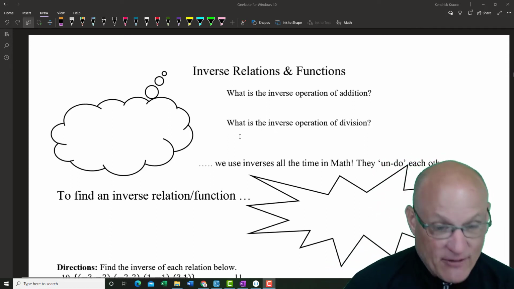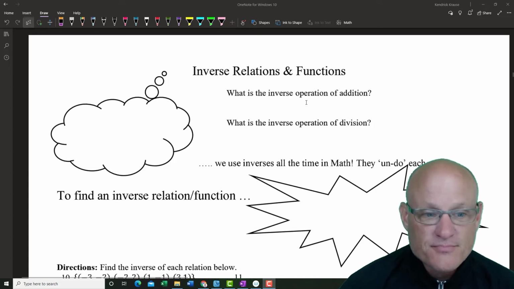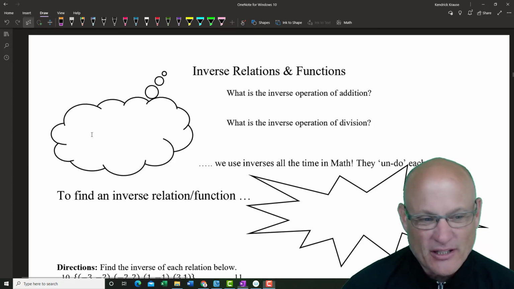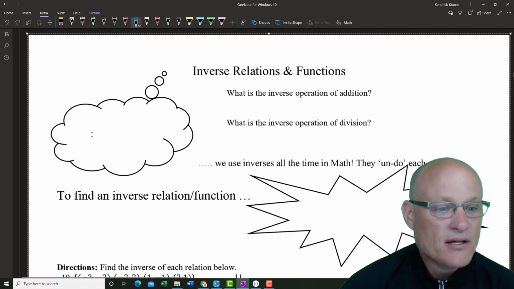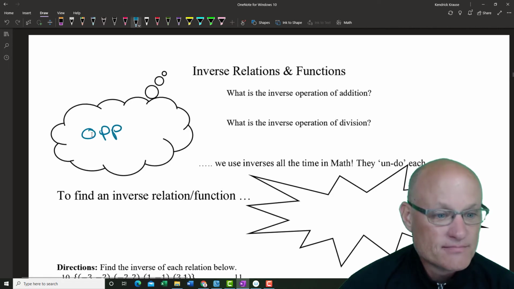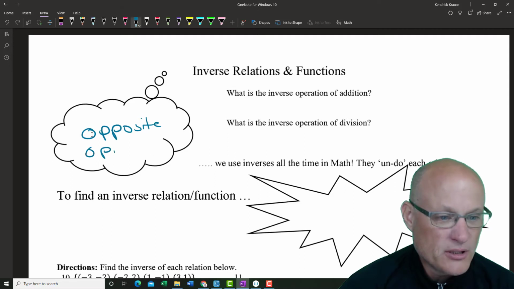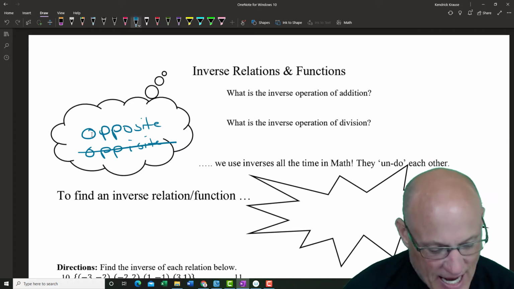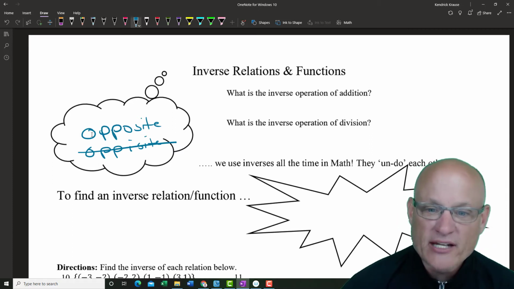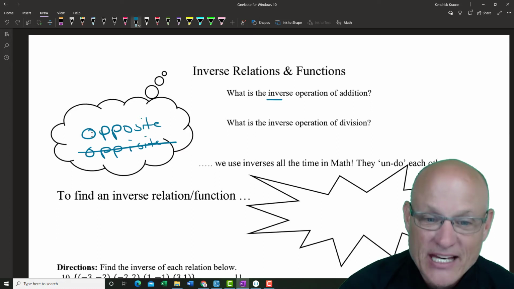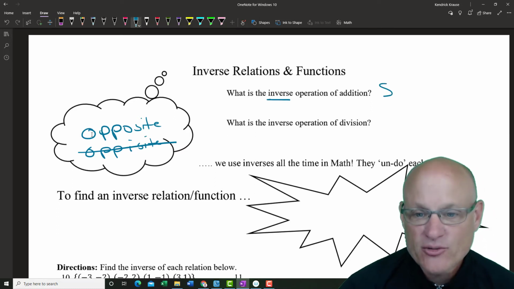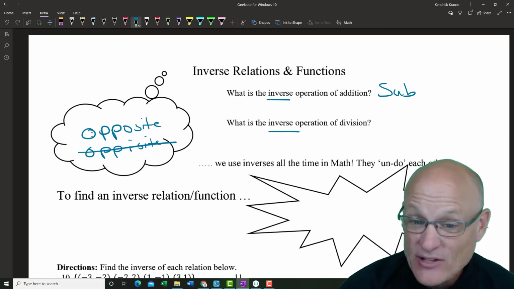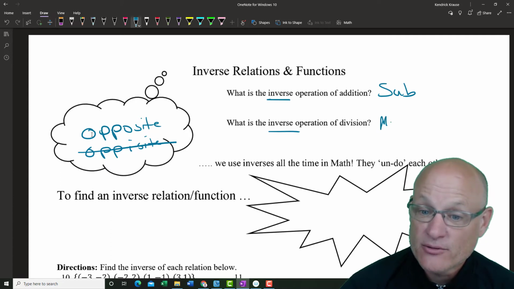Inverse relations and functions. If you think about inverses, they're really just opposites. Is that the right word? I think it's opposite. Yeah. They're really just kind of opposites. Like, for example, what's the inverse operation of addition? It's just subtraction. What's the inverse operation of division? It's just multiplication.